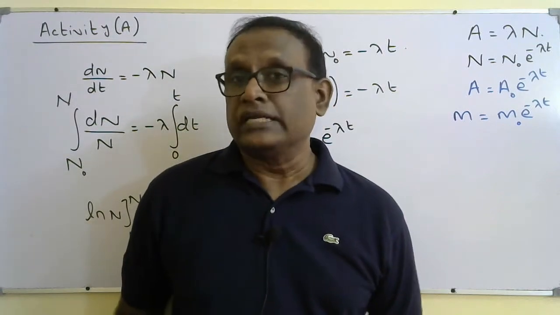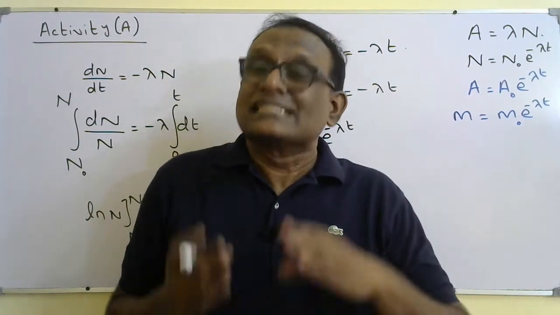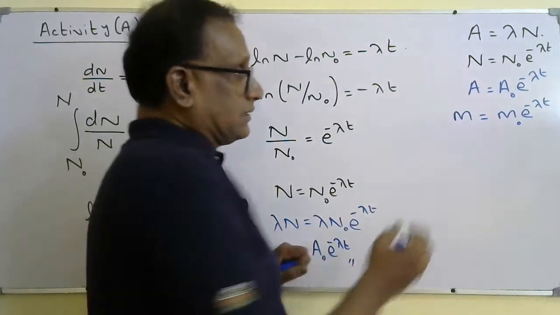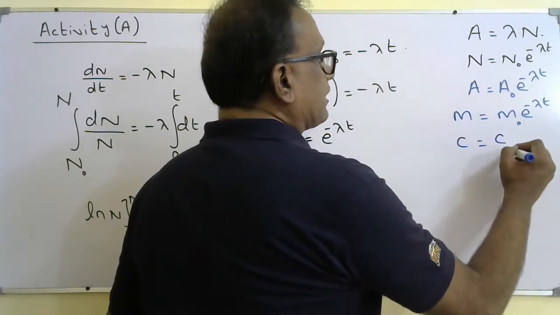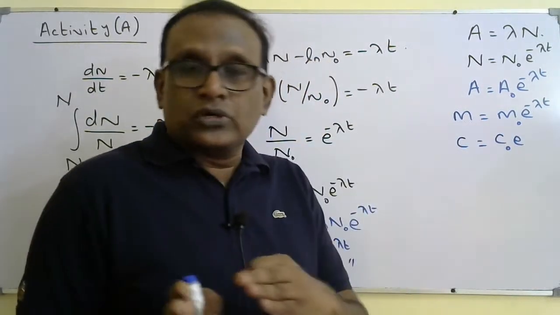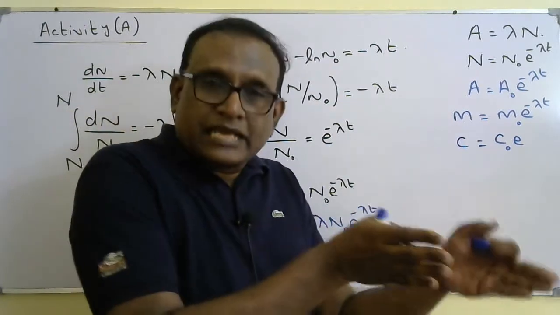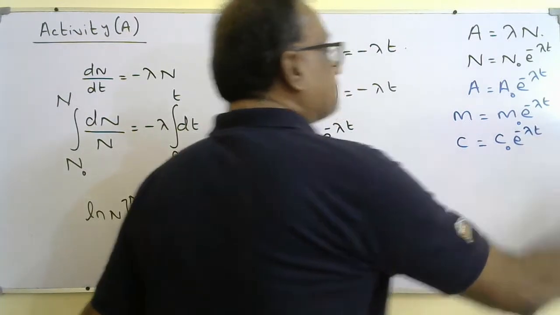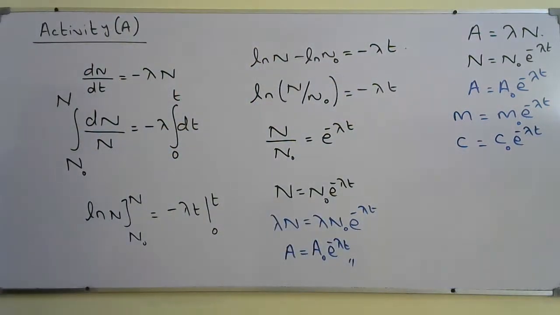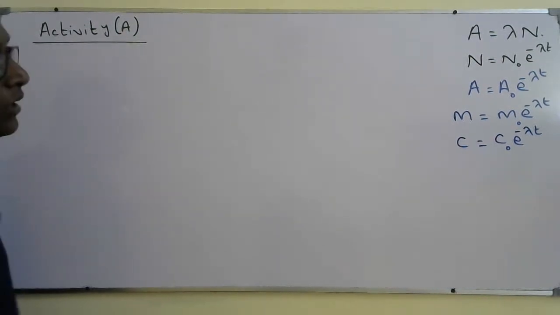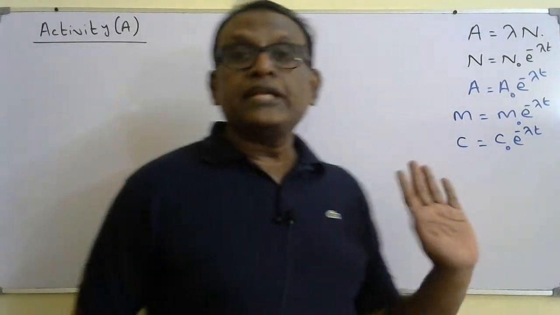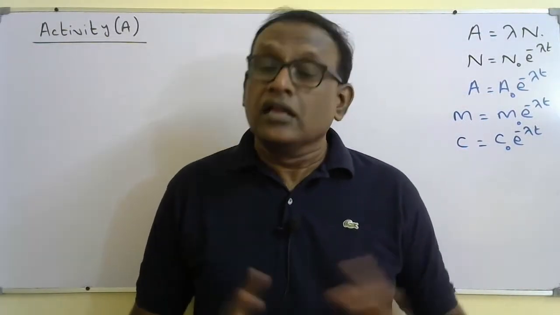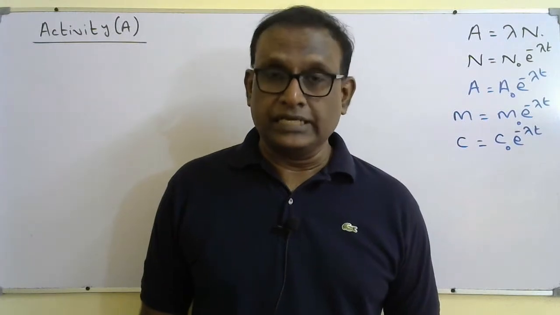Not only that, I told that if the daughter nucleus is stable, then the count rate also will decrease exponentially, because I told count rate will be the same as the activity. So the count rate also will decrease exponentially. Okay, so all these equations are valid only when there are a larger number of radioactive nuclei.